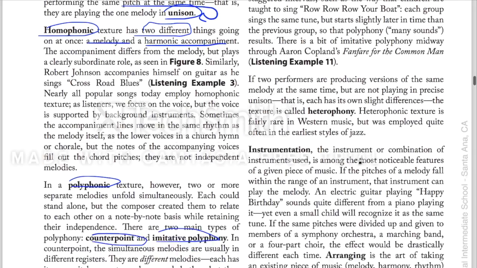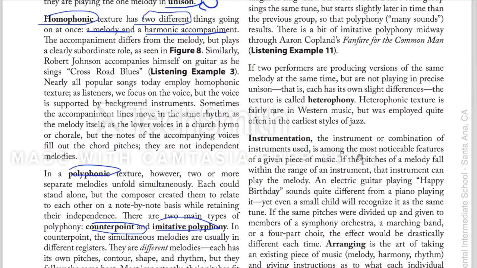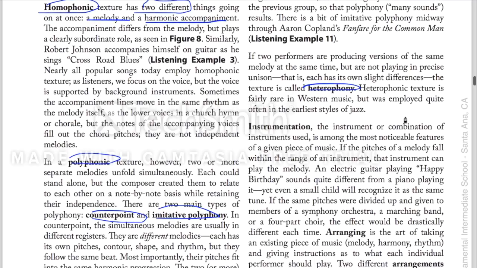If two performers are producing versions of the same melody at the same time but are not playing in precise unison, that is, each has its own slight differences, the texture is called heterophony. Heterophonic texture is fairly rare in Western music, but was employed quite often in the earliest styles of jazz.